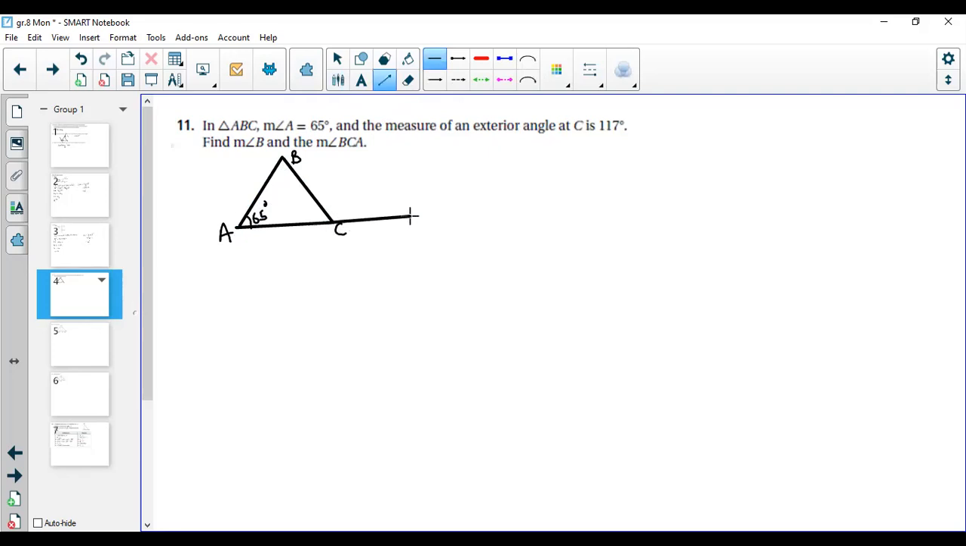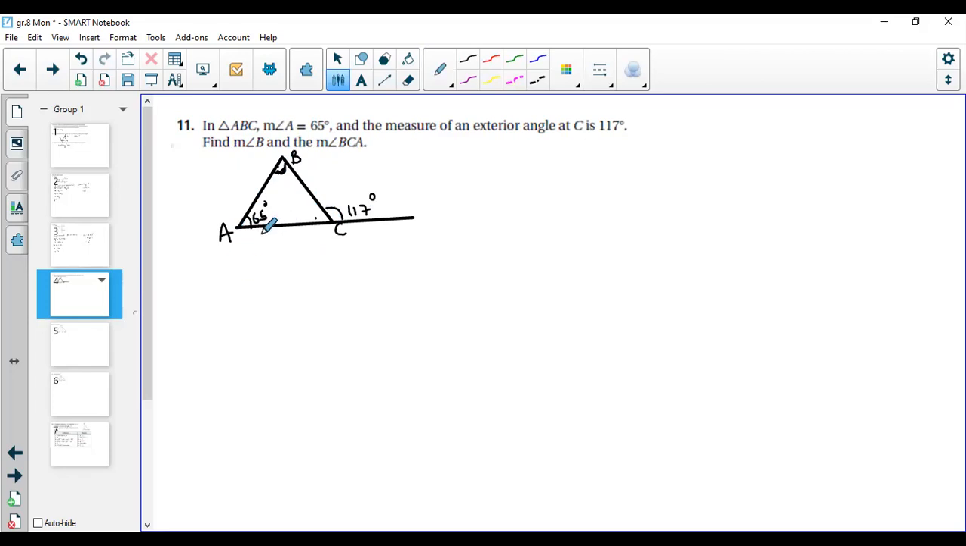I hope that's straight. Okay, so this angle is 117. Find measure of angle B. So they want you to find this angle here, and then measure of angle BCA. So they also want you to find this angle. They said BCA, which means this angle.